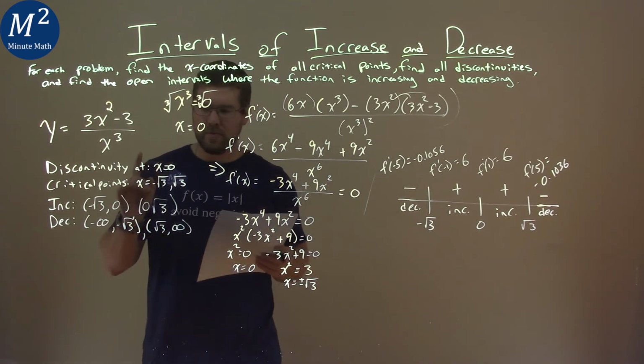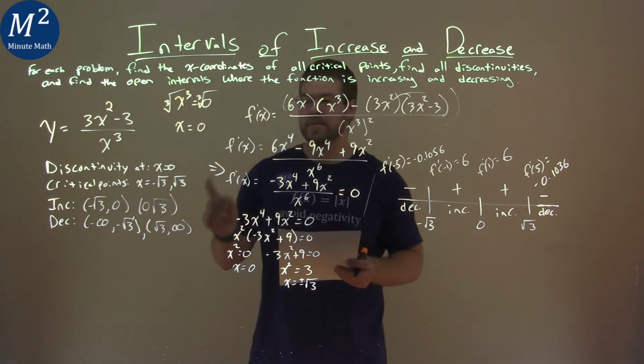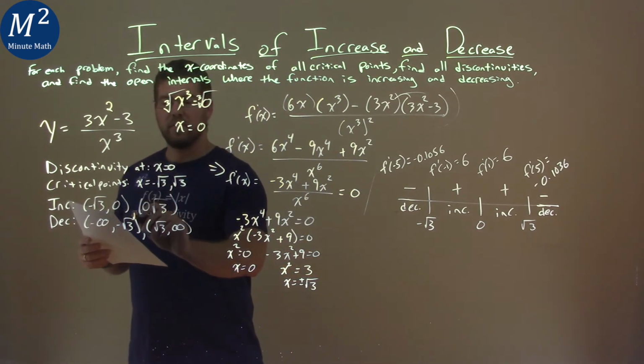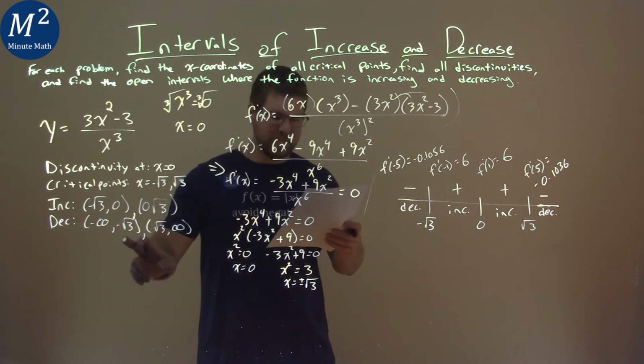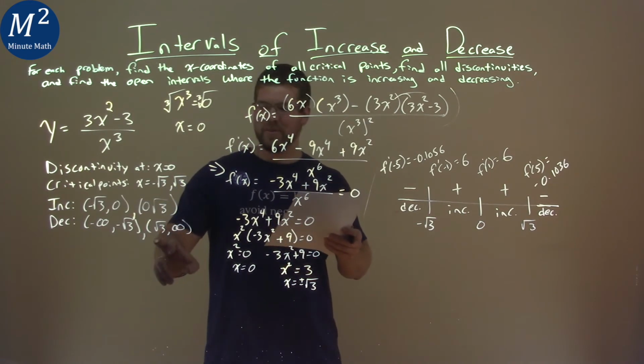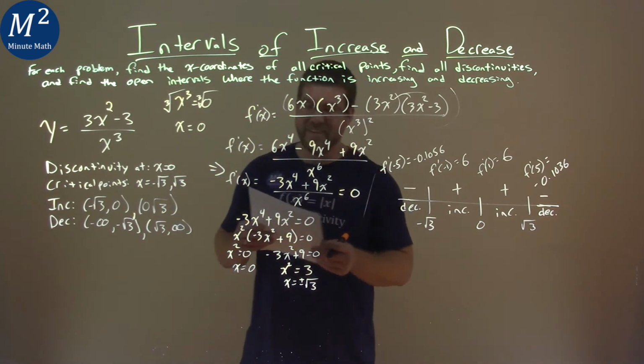We're increasing from negative square root of 3 to 0, and from 0 to square root of 3. And we're decreasing from negative infinity to negative square root of 3, and from square root of 3 to positive infinity.